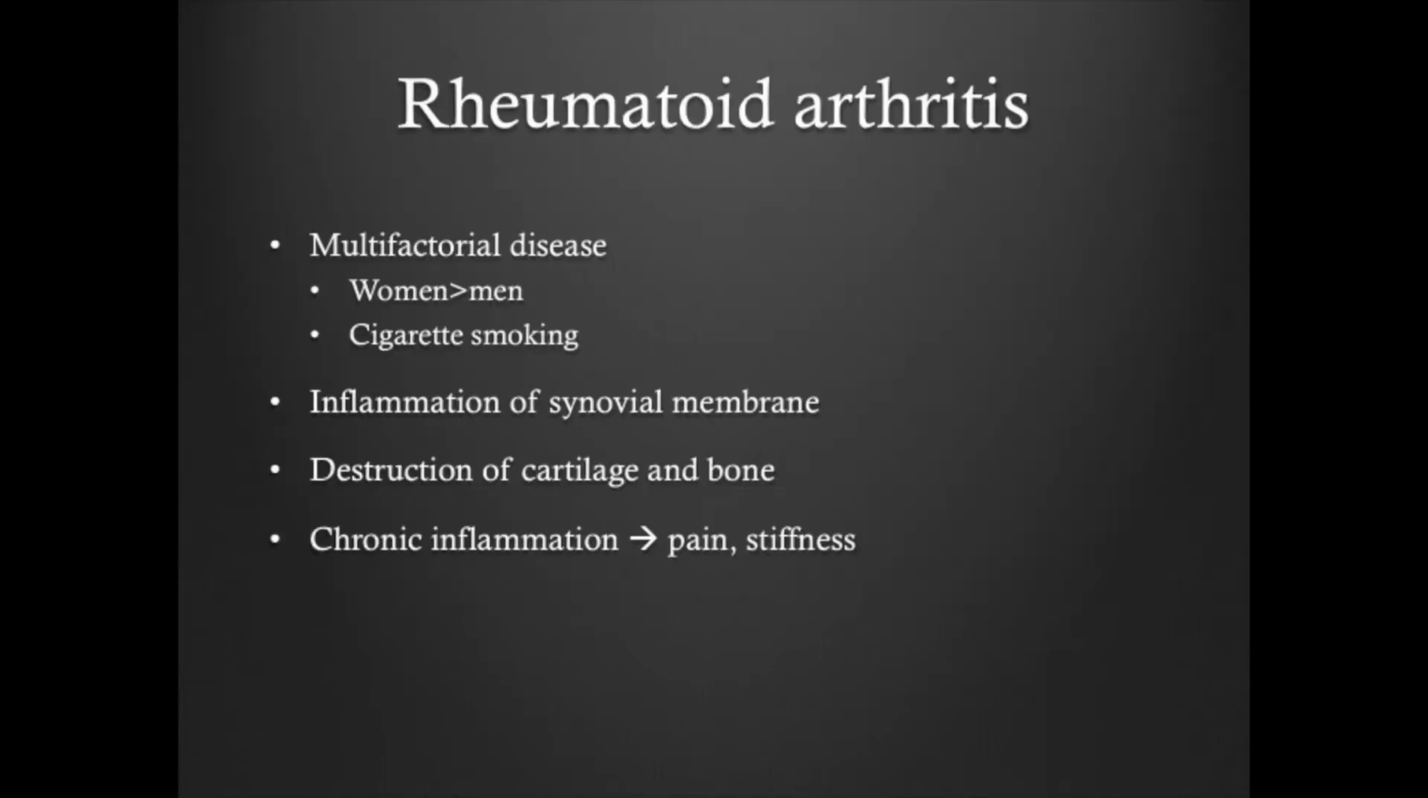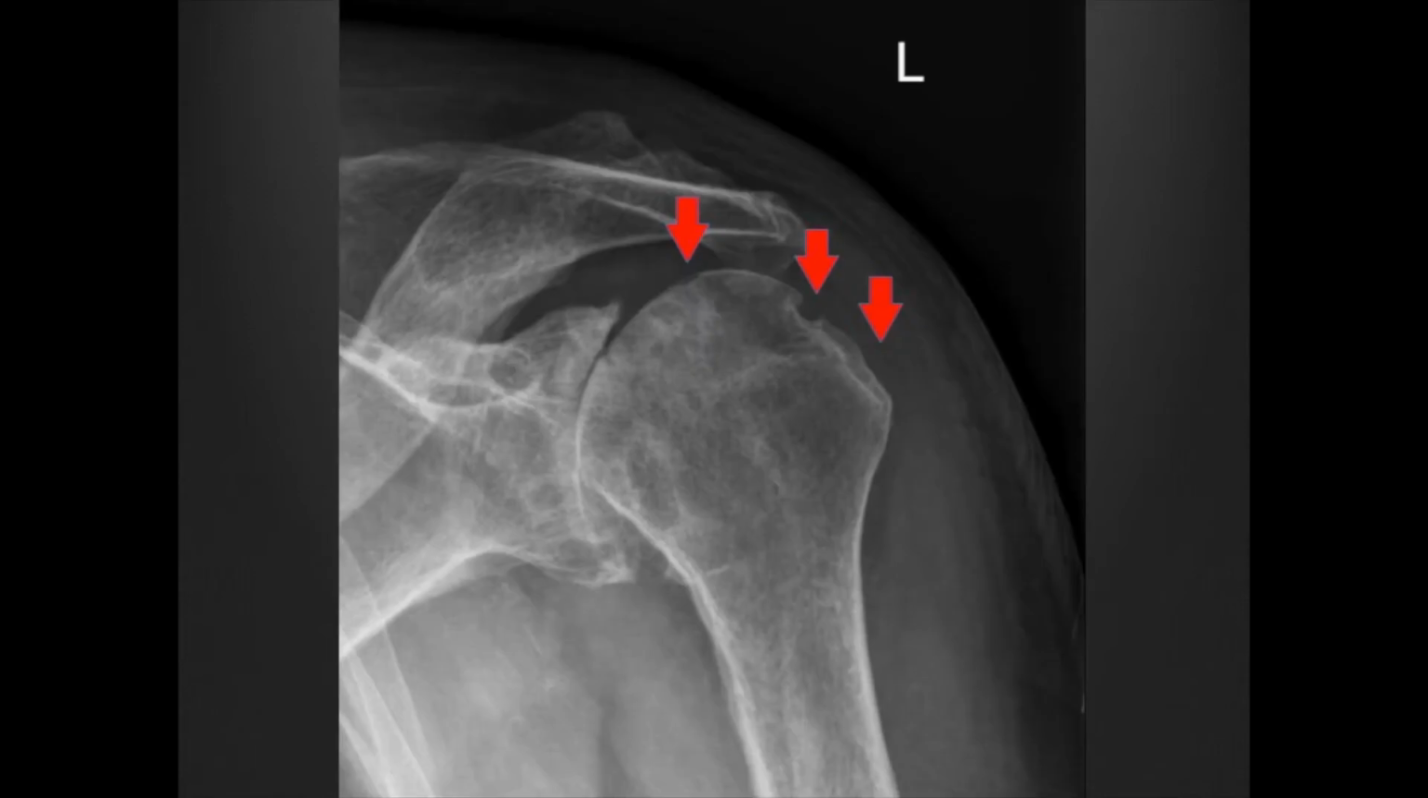Rheumatoid arthritis is another cause of shoulder replacement. This is a multifactorial disease but is thought to have a genetic basis. In recent times, advances in medications have made the disease more manageable. However, there are still patients that eventually need shoulder replacement due to progressive joint destruction. As seen in this x-ray, rheumatoid arthritis causes progressive joint destruction, which is characterized by bone spurs as well as erosions of the humeral head.